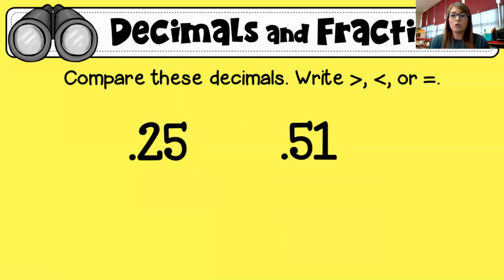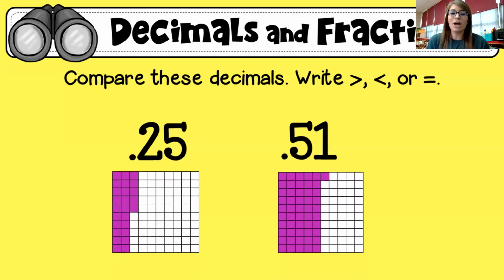Let's look at these two. 25 hundredths compared to 51 hundredths. Good job. Okay. So we've got those right there, 25 hundredths compared to 51 hundredths. This one is kind of easy because they're both hundredths. So we really can just look at this number that we've got in our decimal to compare.